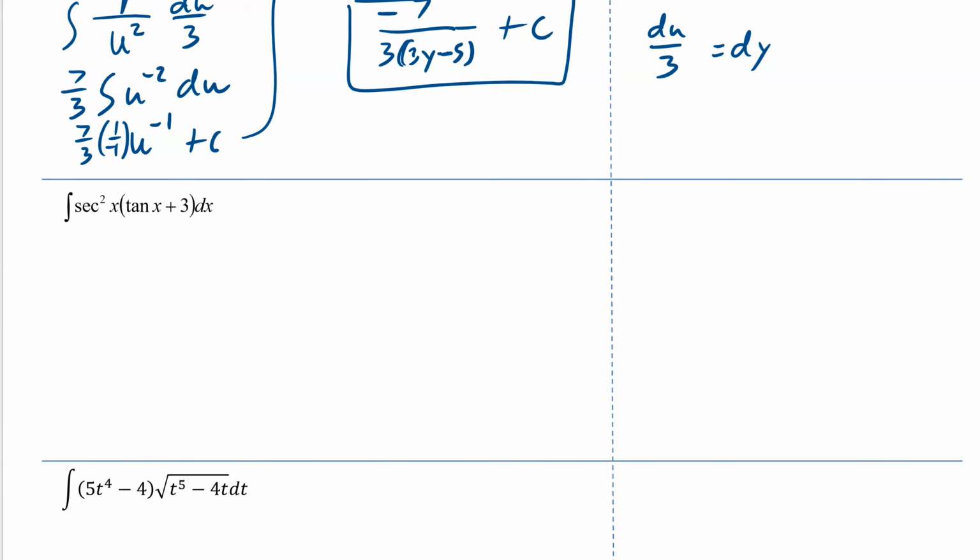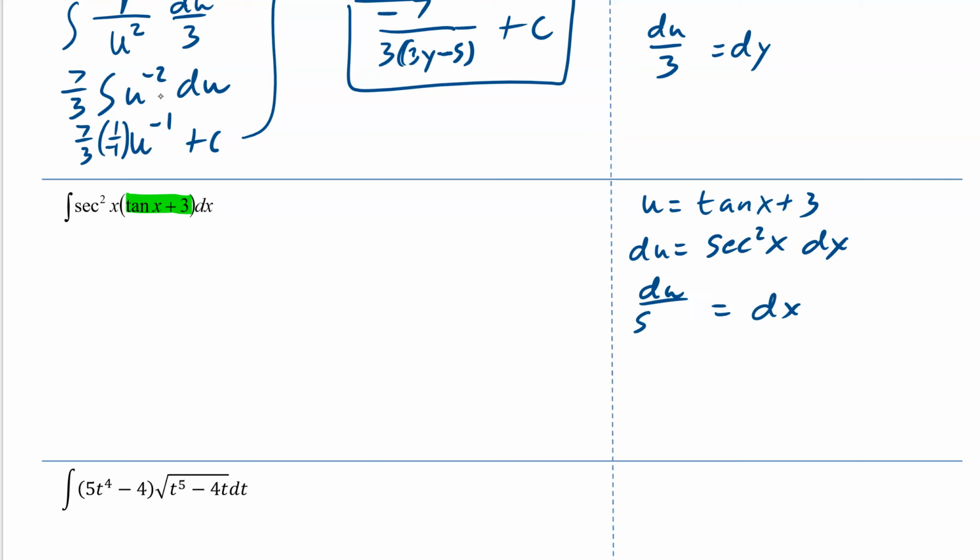So here we have a secant squared, and we have a tangent x plus 3. Now, knowing that this is chain rule, you can also start to see things as what you're supposed to take. So we know the derivative of tangent is secant squared. So if we make our u tangent x plus 3, we know that the du would be secant squared x dx. And so now solving for it, we can now plug it in. So we have secant squared x, u, and then du over secant squared x. And you see it cancels.